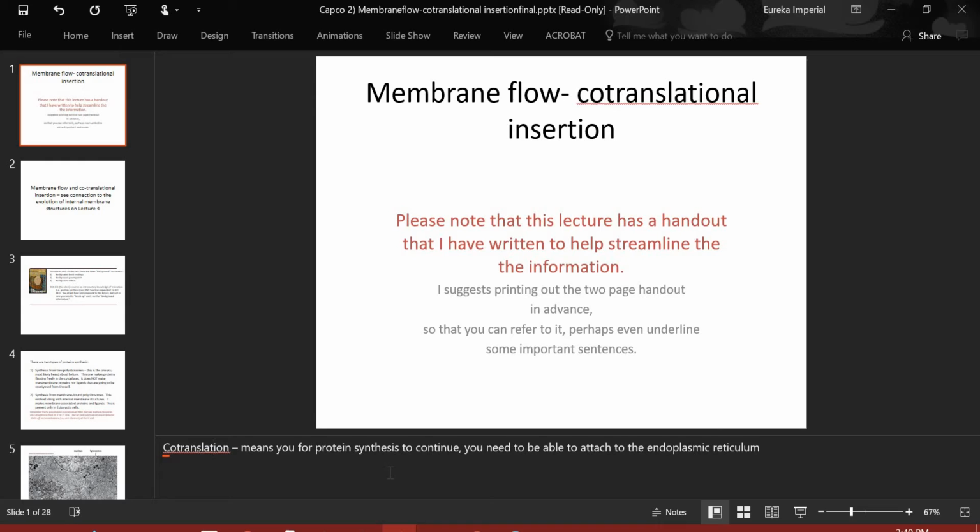Start again. So you said protein synthesis to go forward has to be attached to the ER. What is this? The polyribosome.